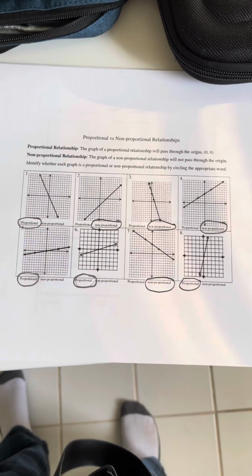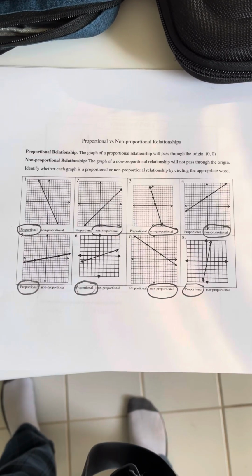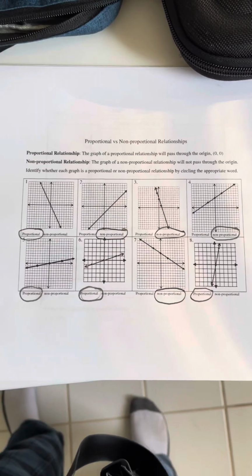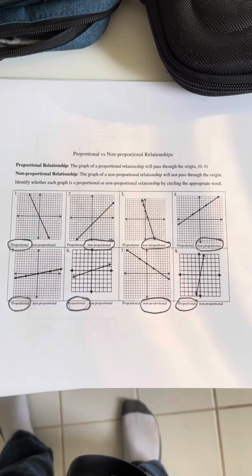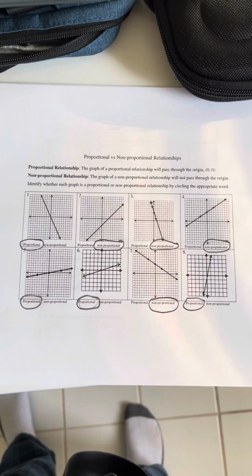And that is how you do proportional versus non-proportional relationships with graphs. We need to know that it needs to pass through the origin. We need to know that it has to be in a straight line. And we need to know that it goes through 0, 0.